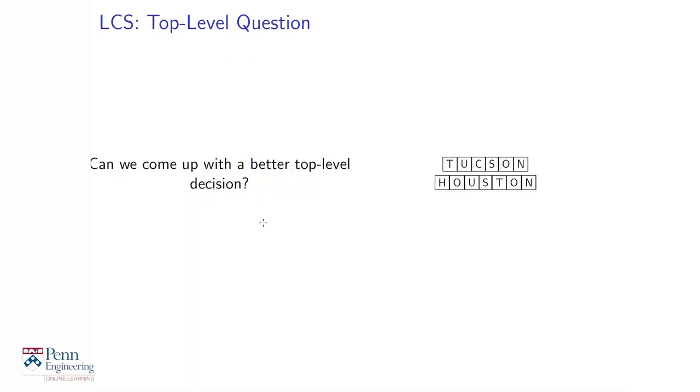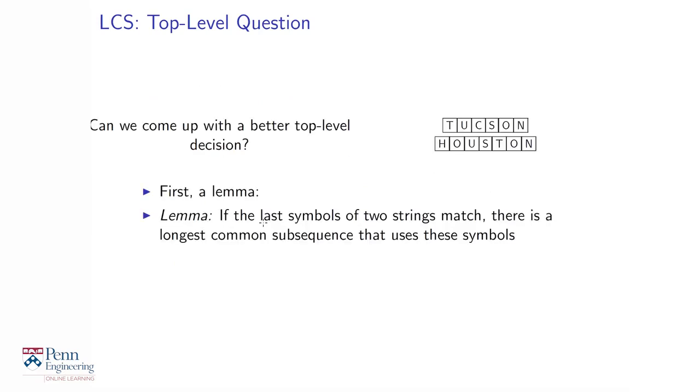So let's come up with a better top-level decision to make. But before we make the decision, let's prove a little fact that will be useful in how to solve this problem. So the fact is the following. We call it a lemma. If the last two symbols of the two strings are equal, that is, they match, there is a longest common subsequence that uses these symbols and in fact ends in that symbol.